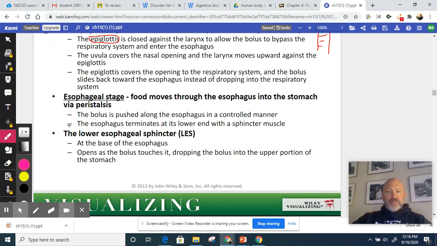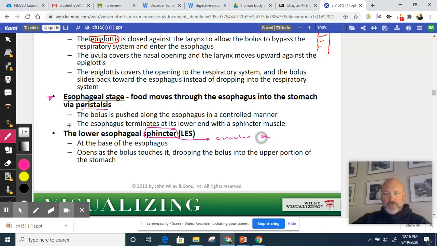Then the food would enter the esophagus. From the esophagus, it would go down into the stomach. And how do we get it from the esophagus into the stomach? Well, peristalsis. And then as it is about to enter the stomach, it passes through a circular muscle. Whenever we see this word sphincter, any sphincter is a circular muscle.